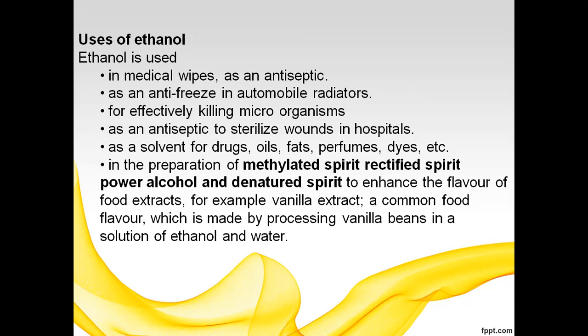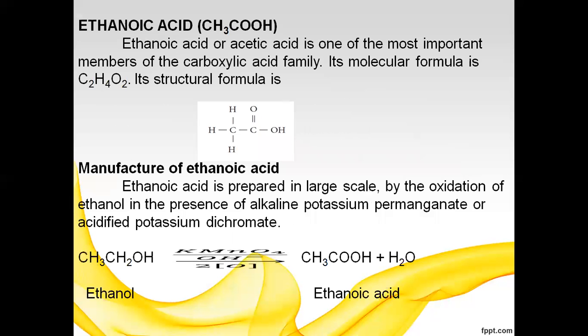So what is the molecular formula of ethanol? C2H5OH, and the structural formula we have discussed. How to manufacture ethanol we have discussed: four steps are involved, that is dilution of molasses, addition of nitrogen source, addition of yeast, and distillation of wash. Next, physical and chemical properties we have discussed, and the uses of ethanol.